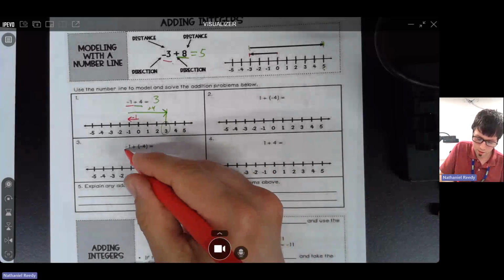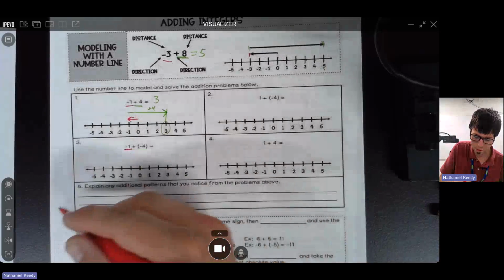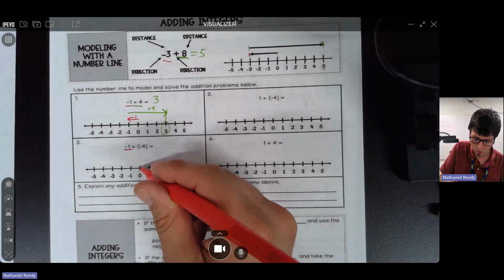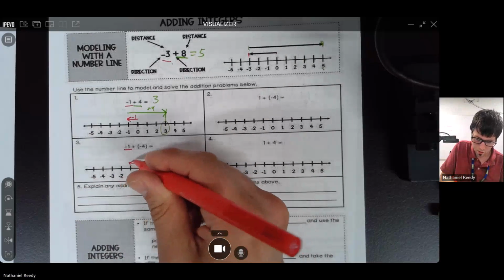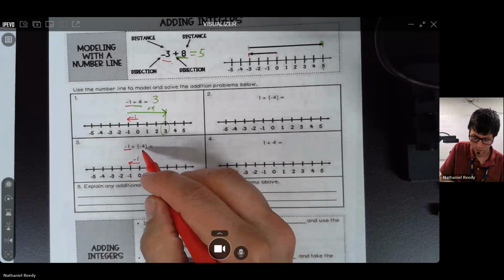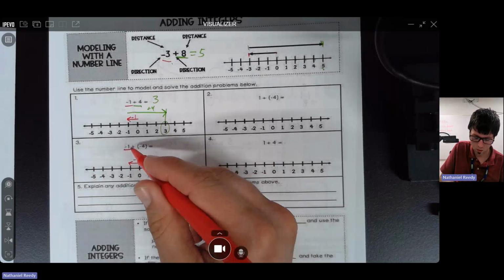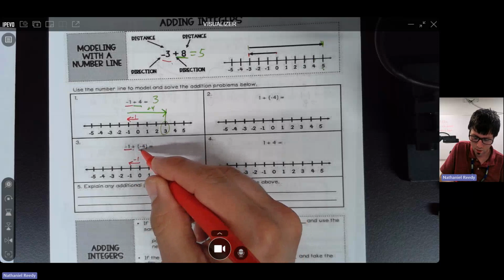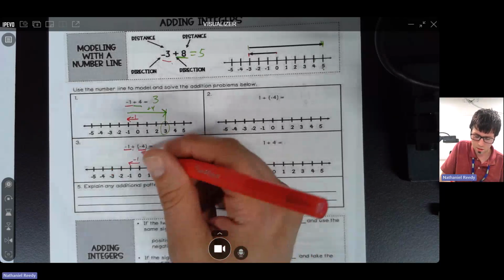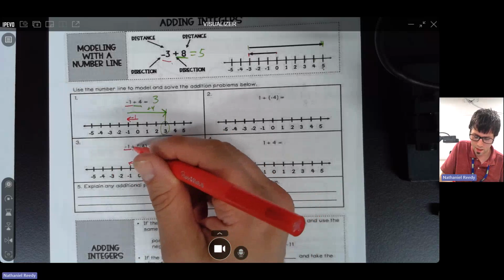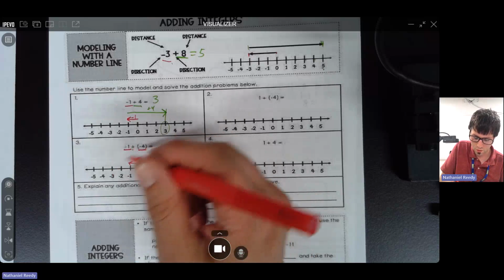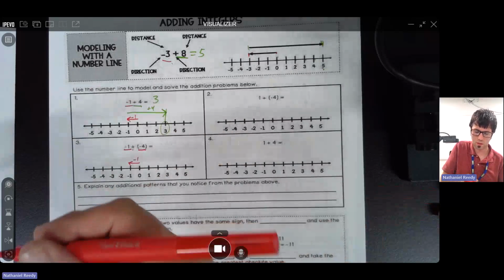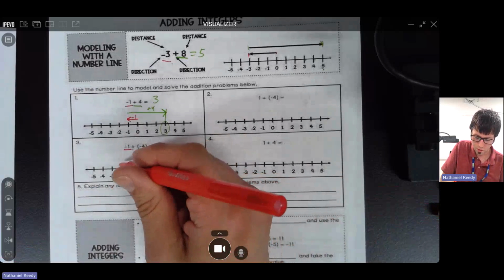So the first part is -1. So since it's -1, I'm going left. So start at 0, -1. Now it tells me to add a -4. So adding a -4, well, that means even though it says to add, I have a negative number. So if I'm adding a negative number, I'm still going left because the number is negative.